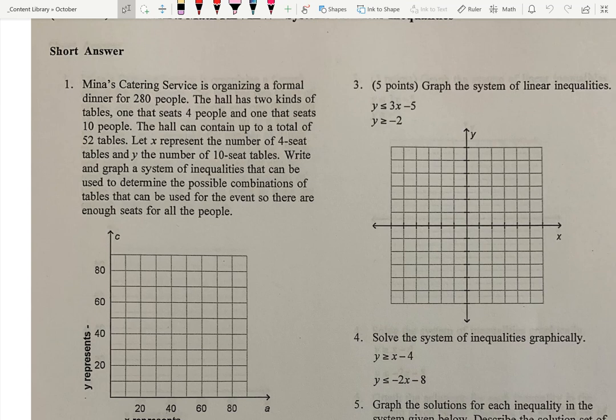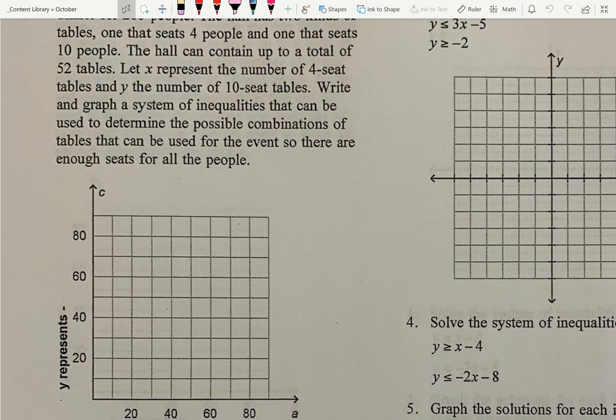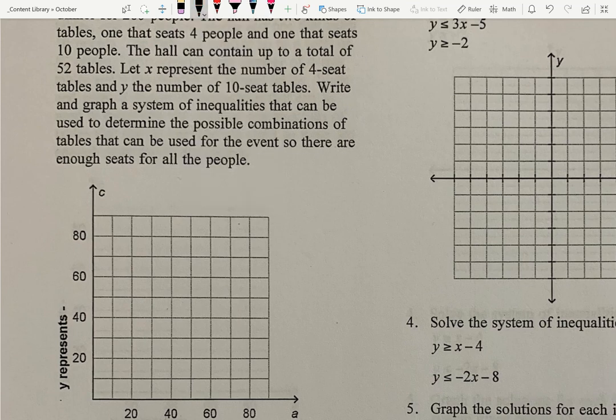So our inequalities are, we're going to have 2 variables, an x variable and a y variable. I'm going to use black, the red doesn't show up too well. The x variable will represent the small tables, the ones that 4 people can sit at, and y will represent the large tables, the ones that 10 people can sit at.